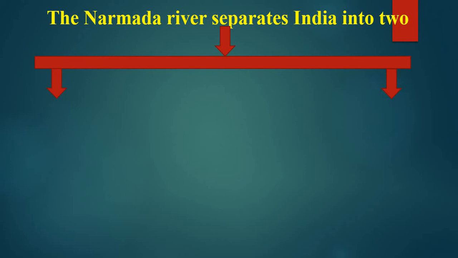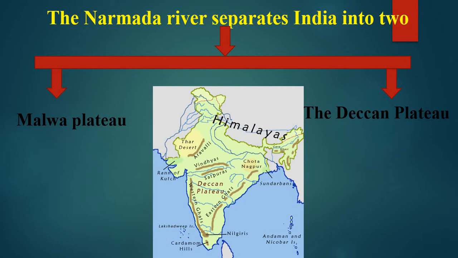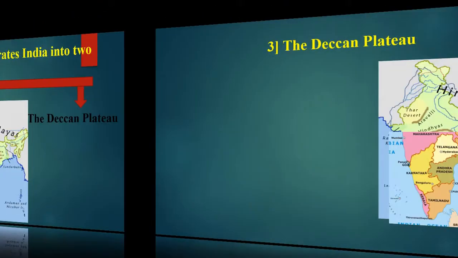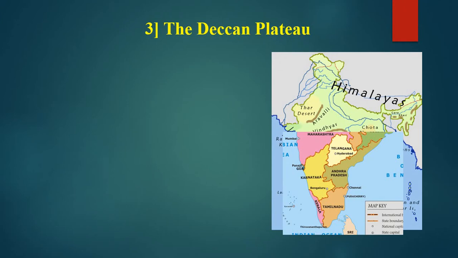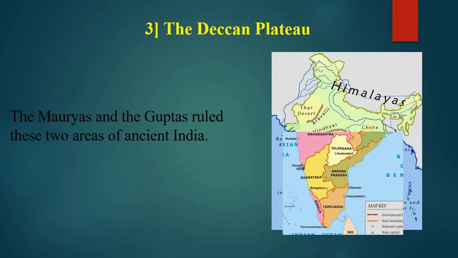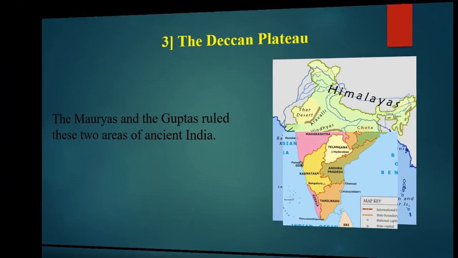So the Narmada river separates India into two parts. Let's see that. One is the Malwa Plateau, and the other one is the Deccan Plateau. So see here the Malwa Plateau and the Deccan Plateau. Let's see about the Deccan Plateau. The Mauryas and the Guptas ruled these two areas of ancient India from the earlier days.